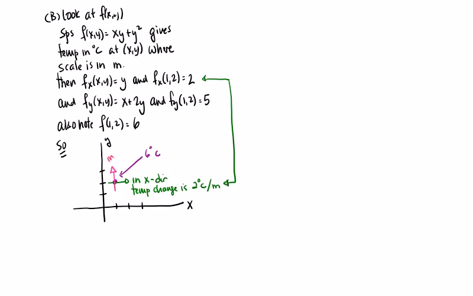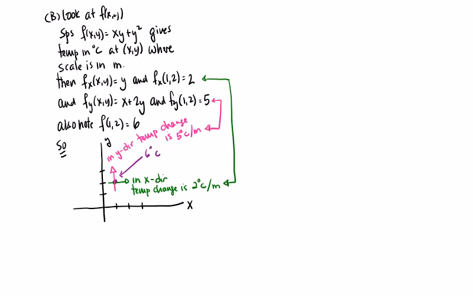In the y direction, the temperature change is 5 degrees Celsius per meter. And that's because of this.